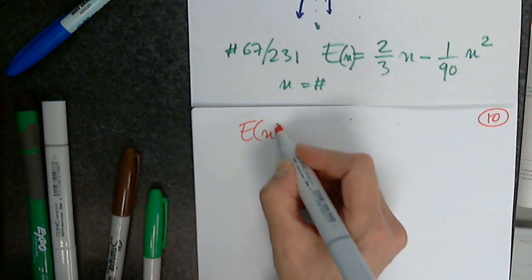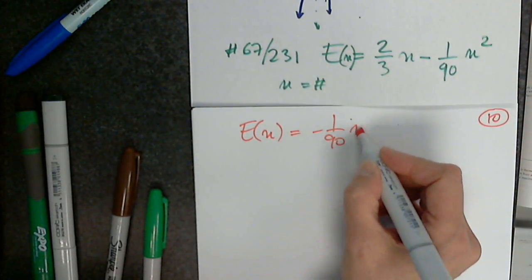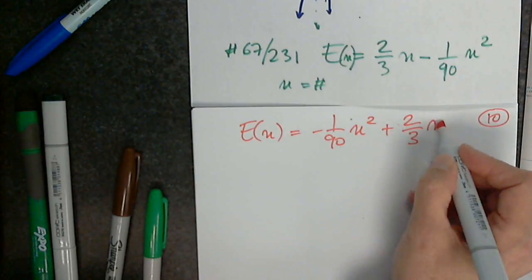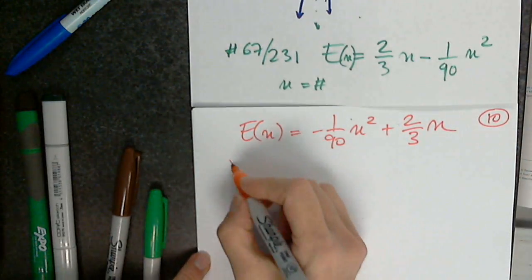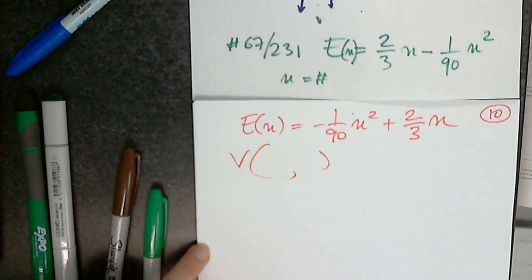So E of n equals -1/90 n squared plus 2/3 n. Excellent. Now I put it in the correct order. What do I do next? What is the problem asking me to do or find? How do I address this? So that becomes maximum. Exactly, that's all I care about. I need to find the vertex. Say it again.